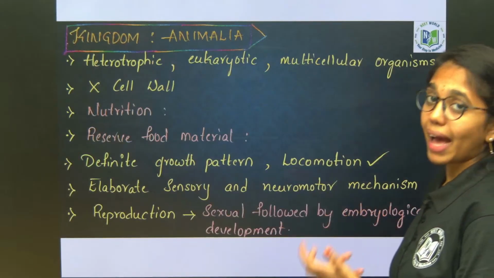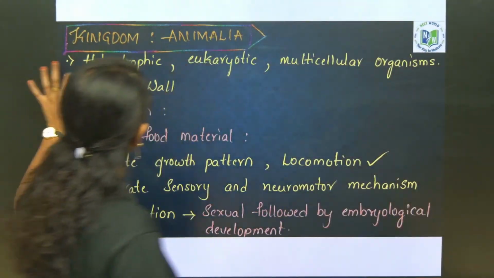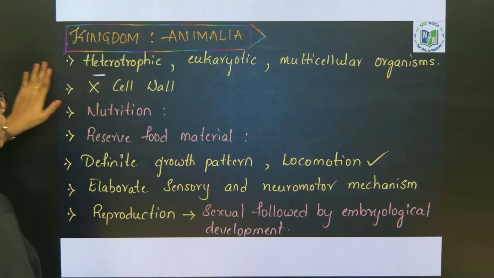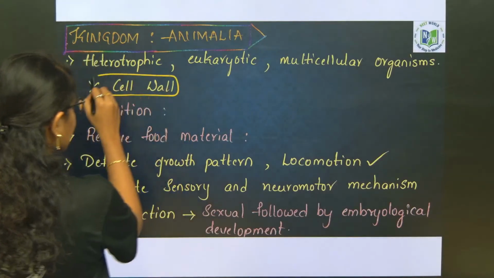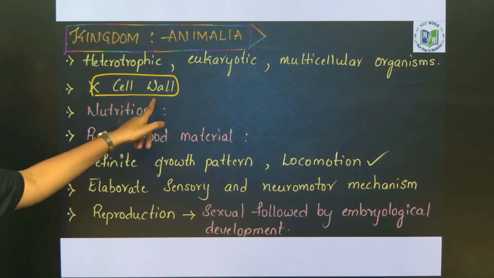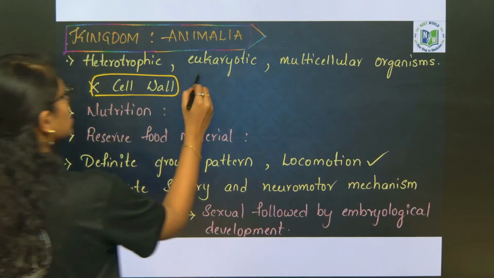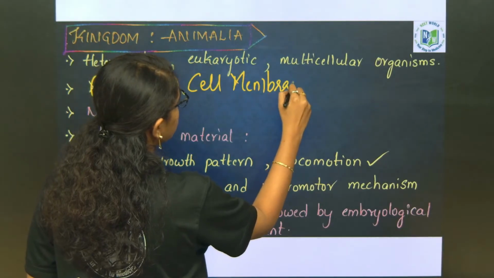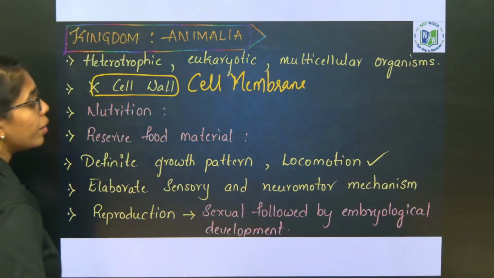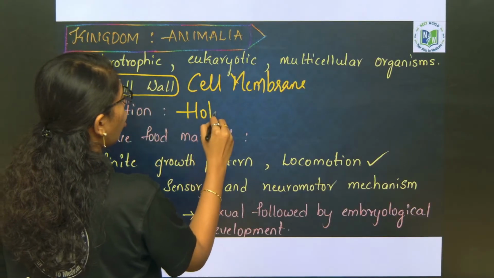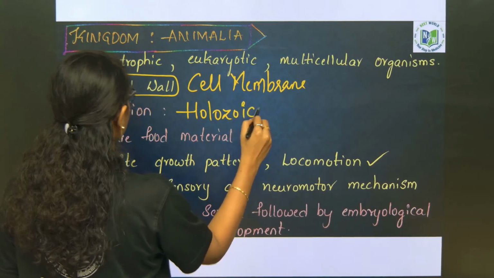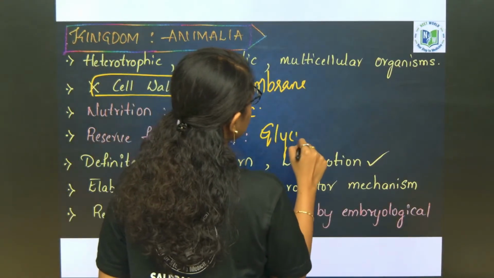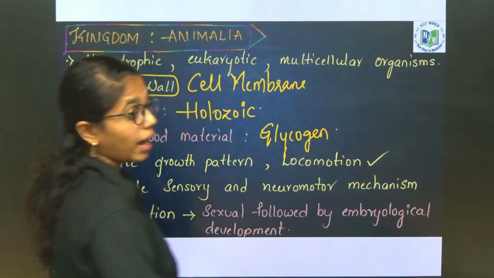Next, kingdom Animalia. These are heterotrophic, eukaryotic, multicellular organisms. There is no cell wall in the cells of animals. The limiting boundary of the cell is the cell membrane. Nutrition is strictly holozoic mode of nutrition. Reserve food material includes glycogen. Glycogen is the reserve food material in animals.